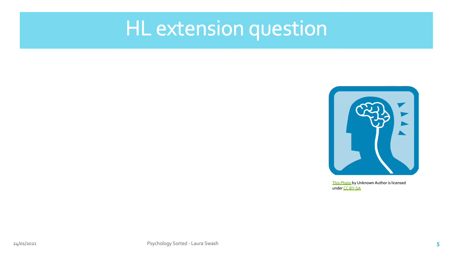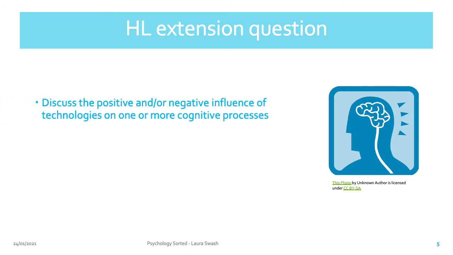Finally, this was preparing you to be able to answer, using Rosen et al.'s study, discuss the positive and or negative influence of technologies on one or more cognitive processes. The cognitive process we looked at in this little experiment was memory.